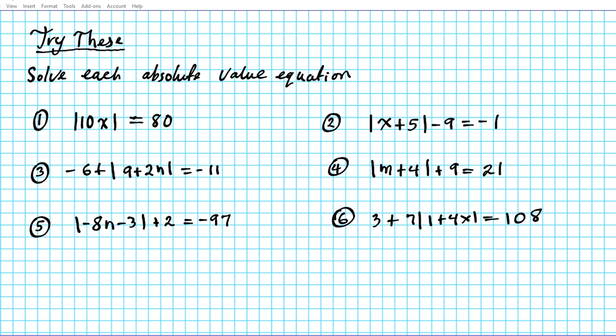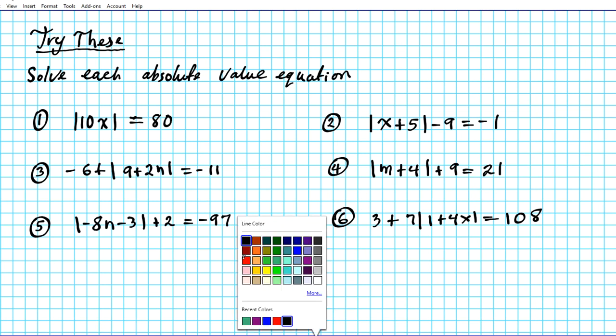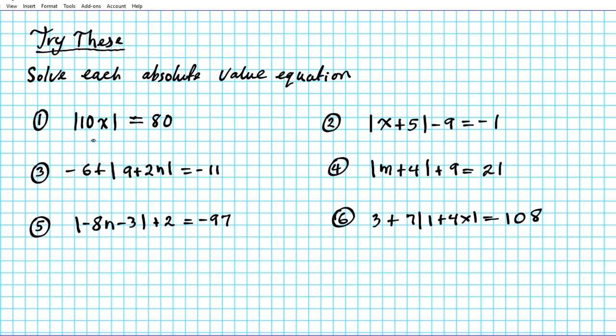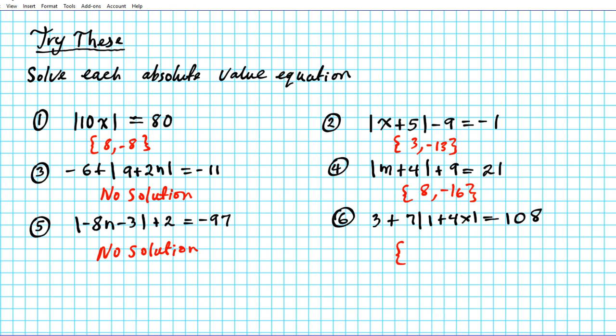Alright, so hopefully you've had the chance to work on these problems. Let's go ahead and take a look at what the answers are. For question 1, your solutions are 8 and negative 8. For question 2, your solutions are 3 and negative 13. For number 3, you have no solutions because when you isolate the absolute value quantity, you end up with a negative number. For number 4, your solutions are 8 and negative 16. For number 5, you have no solutions again. And then for number 6, you have 7 and 2.